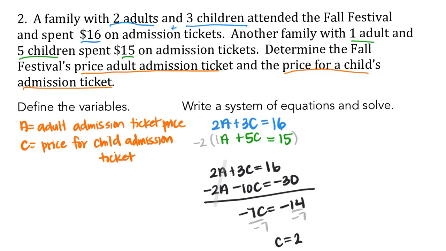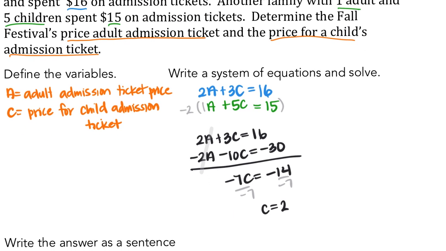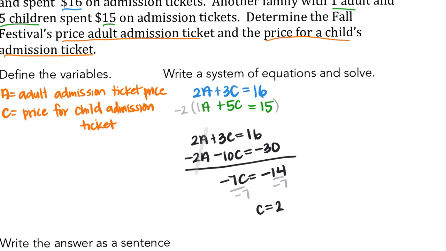I'm just going to pause. I got a positive answer, so that seems okay. This is price for child ticket, $2. That could be possible. Okay, let's solve for A. You can plug in this equation or this equation. It doesn't matter. I'm going to plug it in the first one this time, but the second one does look a little bit easier to me.